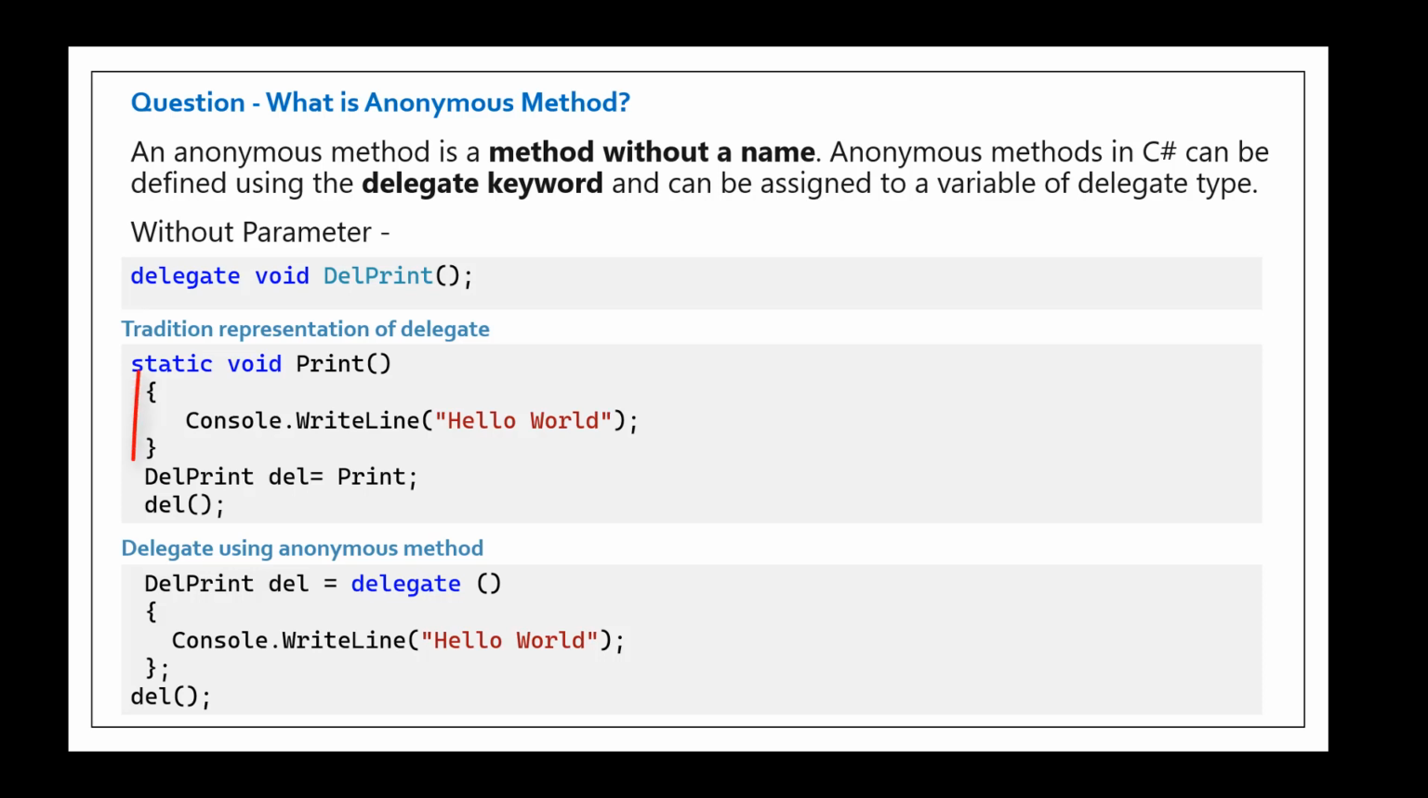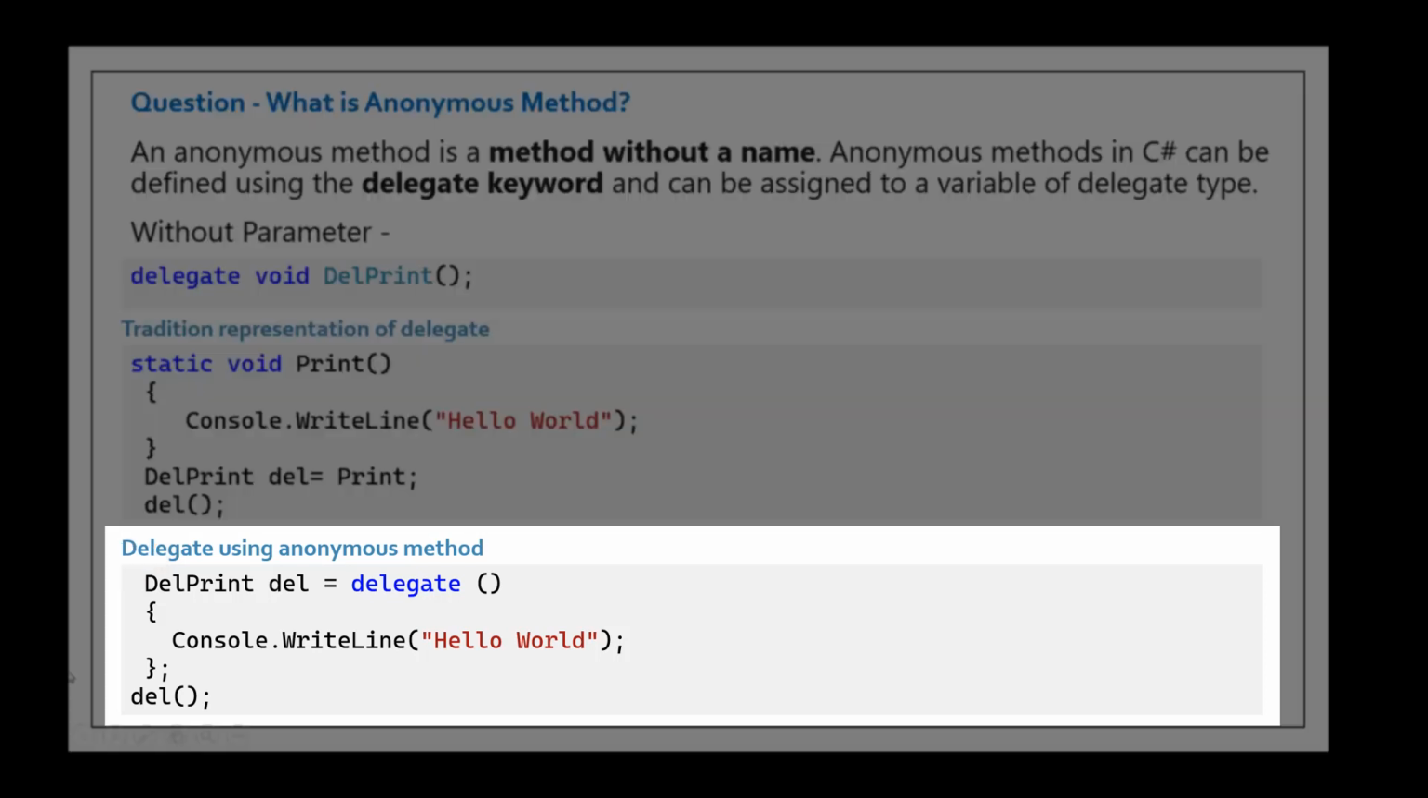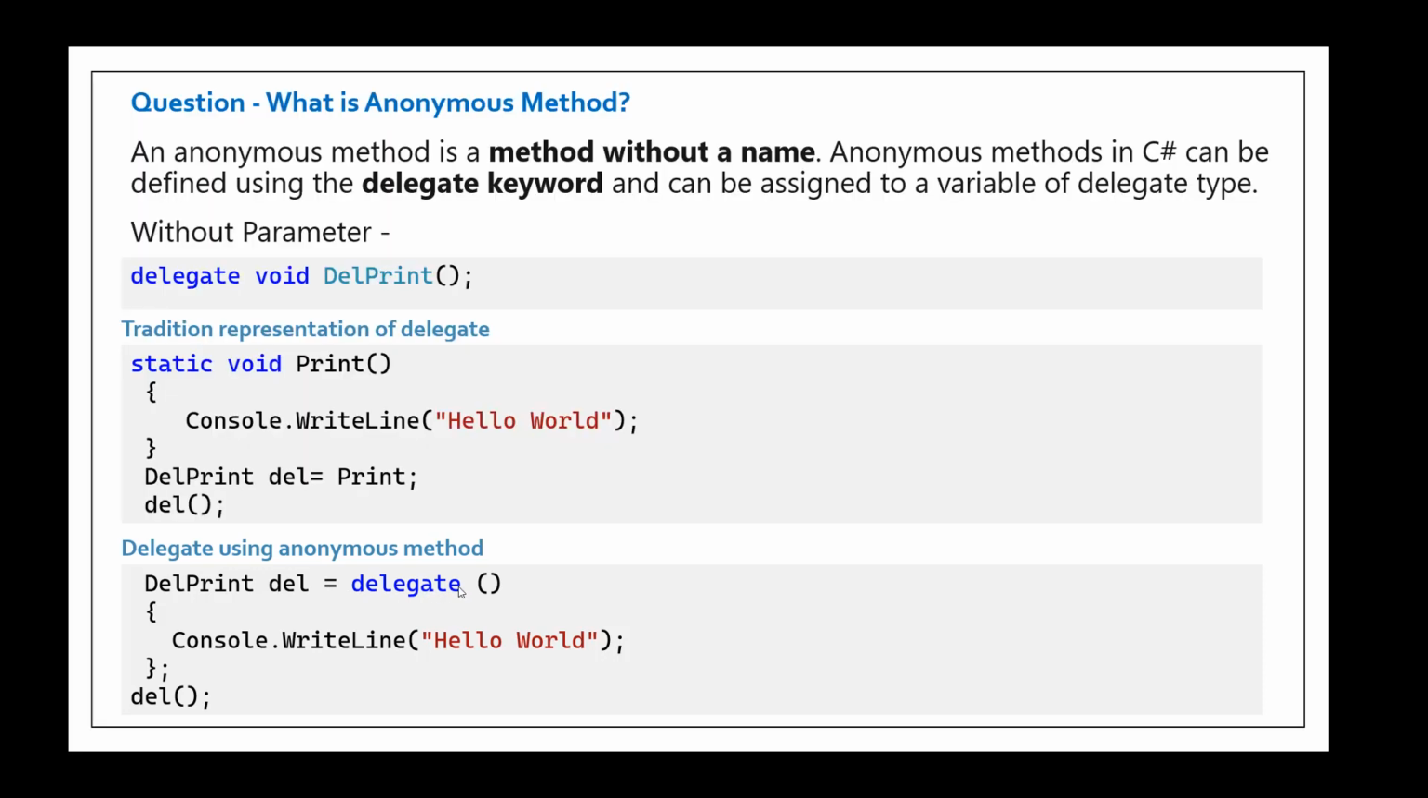Now we can replace this print method by using anonymous method. Here we are creating object of del print, then delegate. Under delegate we are just writing the method. It's kind of an inline method. We can declare inside a delegate, and this is known as anonymous method.